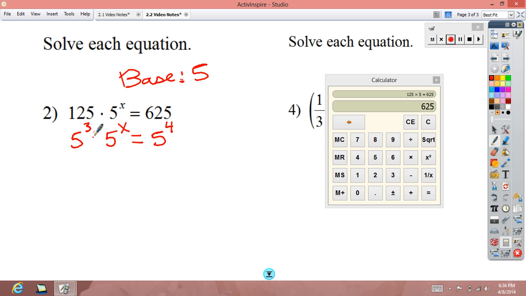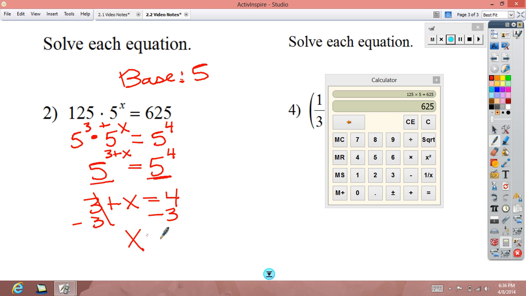Sometimes I like to just write out my base so I know what I'm trying to get. Base is 5. Okay, I can't really make them equal to each other yet though, because I need to combine this into one term. If you remember our rules of exponents, when I have two same bases multiplied, the exponents add. And so this is the same as 5 to the 3 plus x equals 5 to the 4th. Okay, so now our bases are the same, and we can do the same thing we did in the first two problems. The exponents are equal. 3 plus x equals 4. Subtract 3, x equals 1.